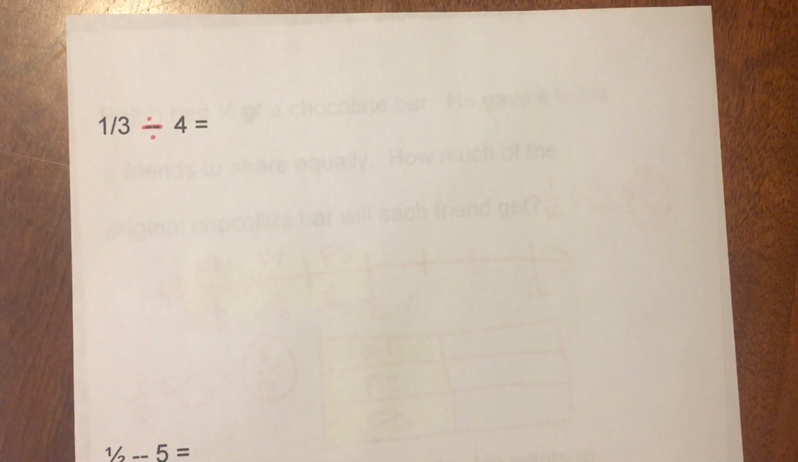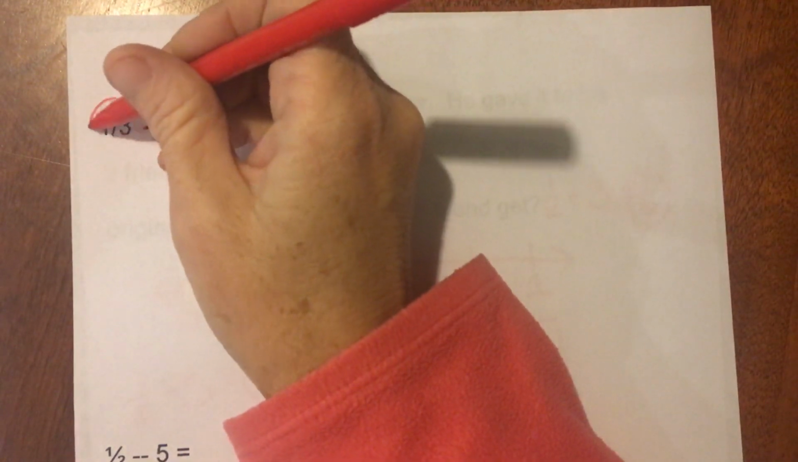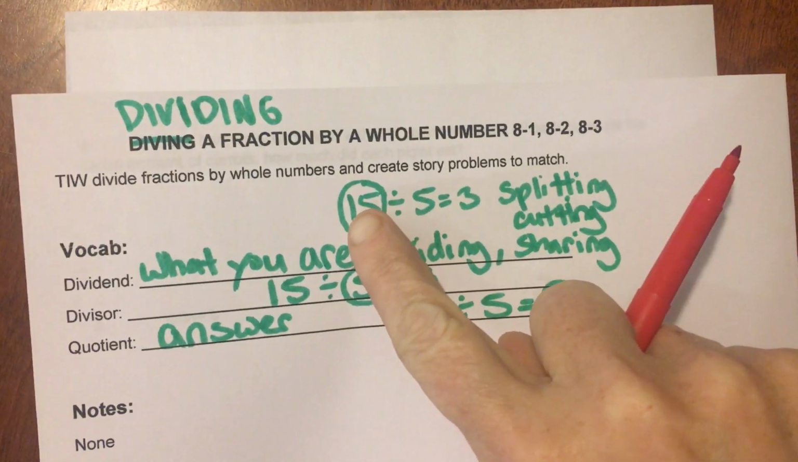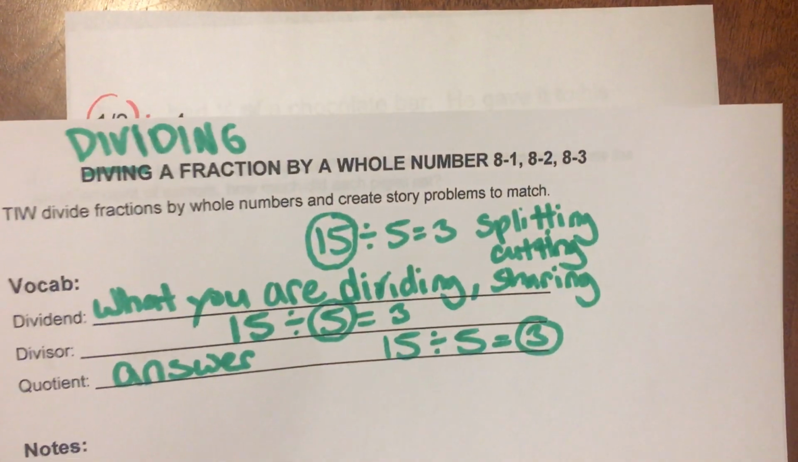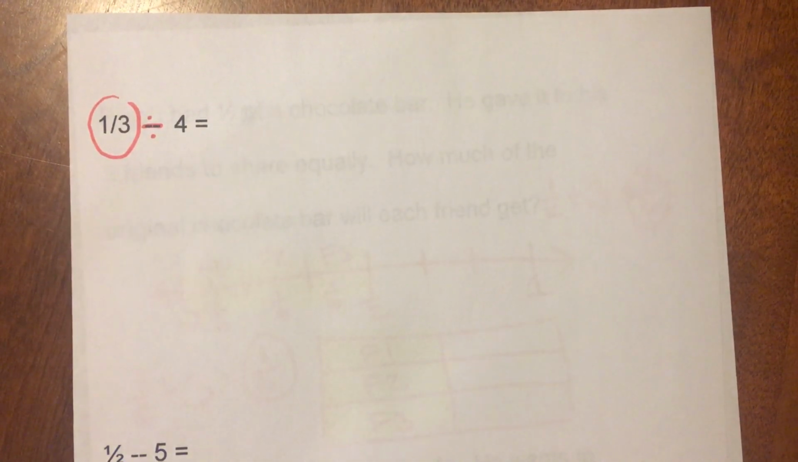Okay, part of the other problem is going to be that you are going to be required to be able to write word problems. So if I give you just the expression, you need to not only solve it, but write a word problem that goes with this. So if this is what I have, because remember, my dividend is what I have that I'm dividing. So I have 1/3 of something. So what could I have 1/3 of?